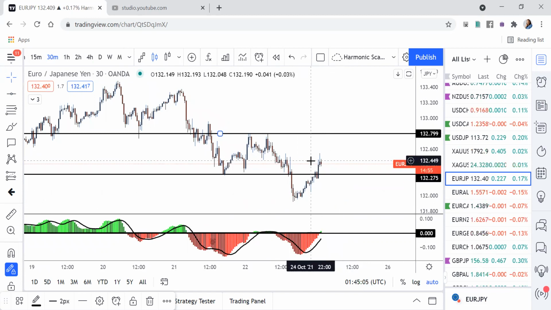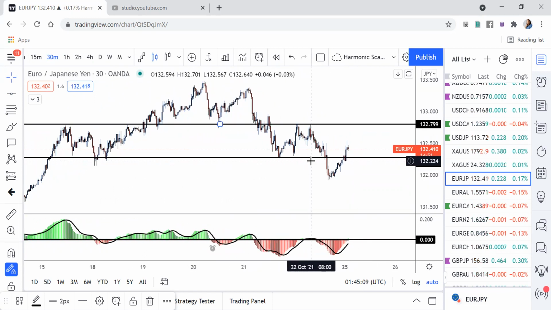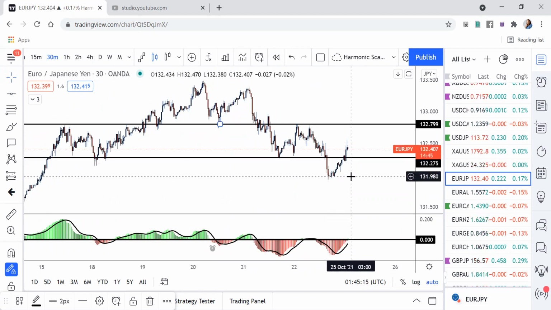So nothing on this right now, right? Wait for a solid and strong break, a nice imbalance candle to form, and then we can plan how we're going to trade Euro JPY. But for now, I'll leave it.